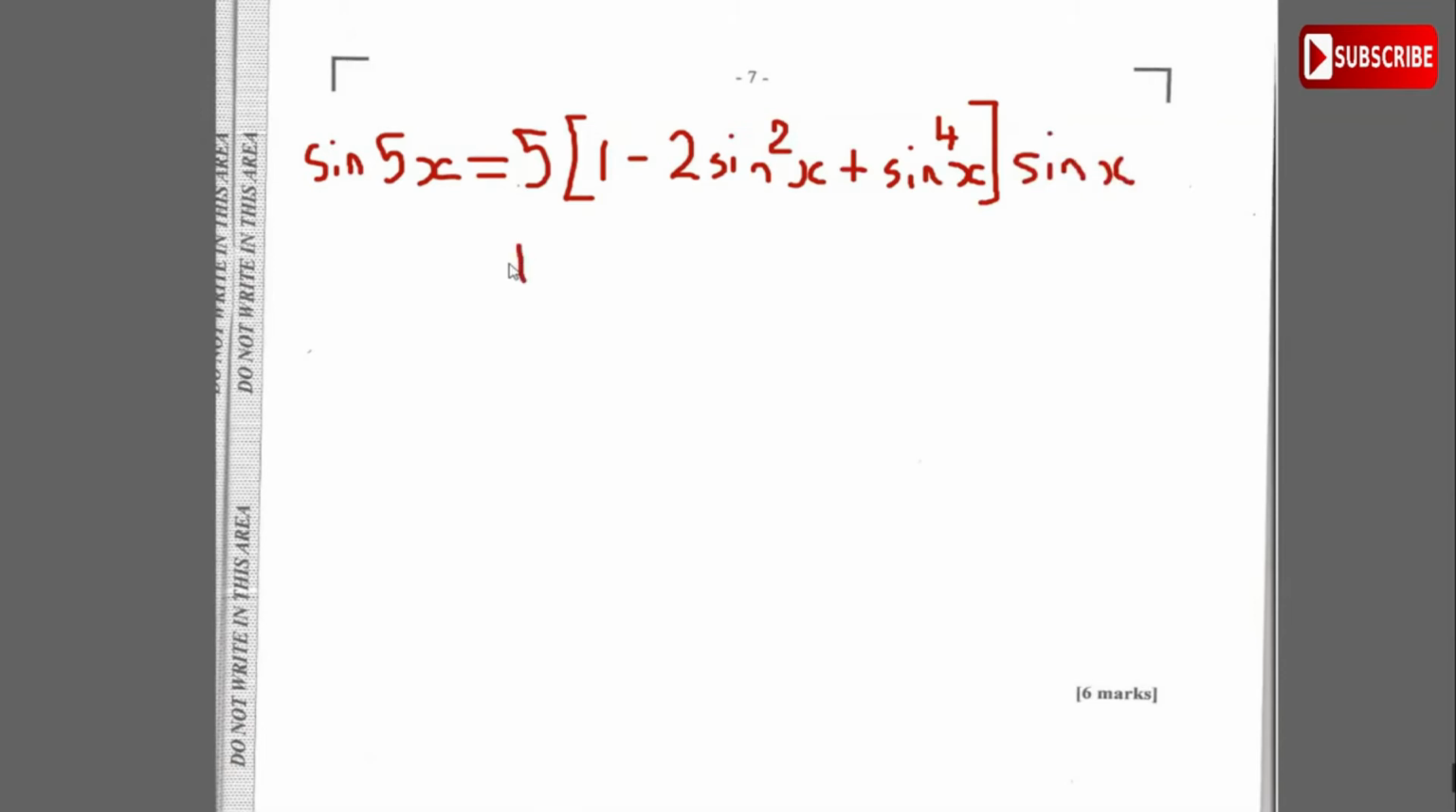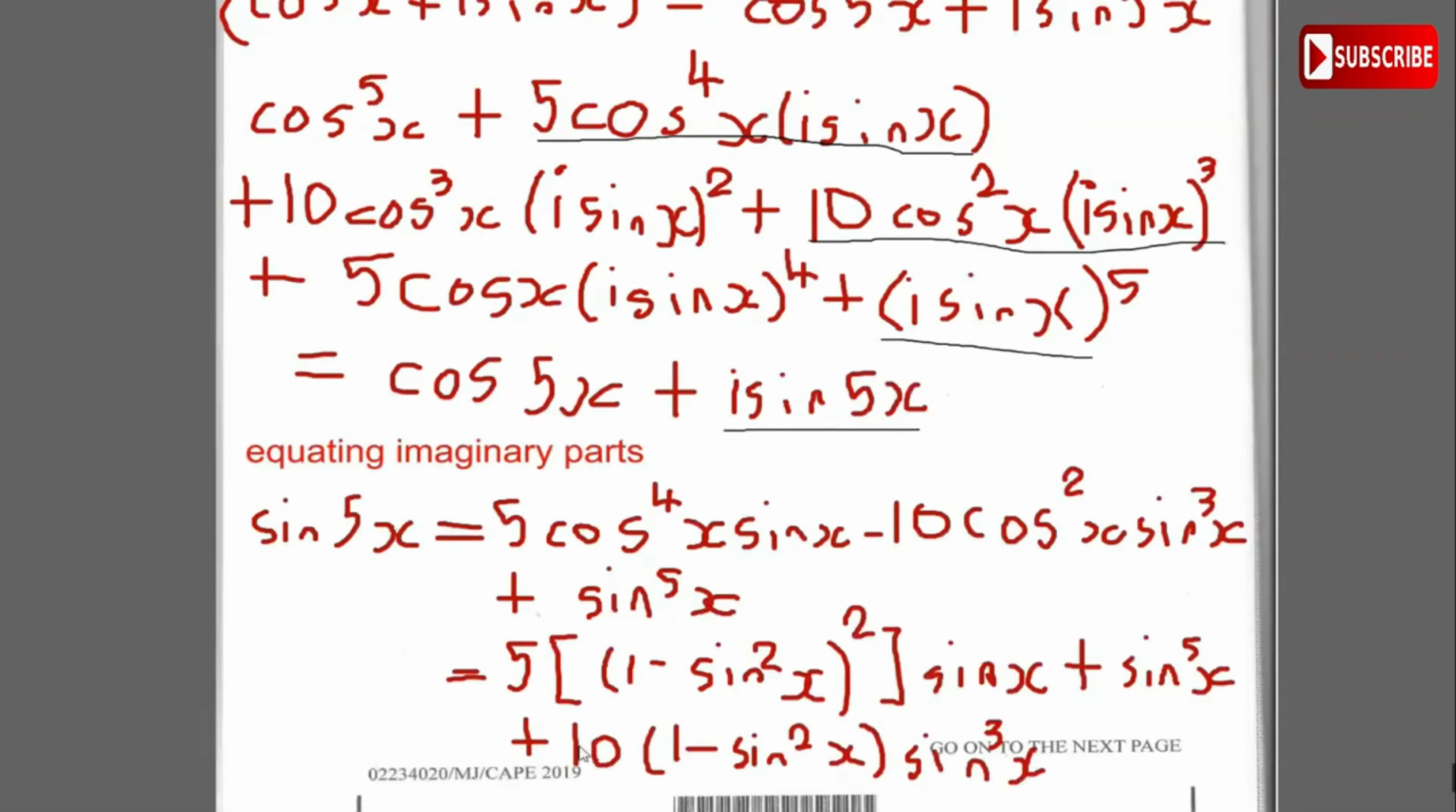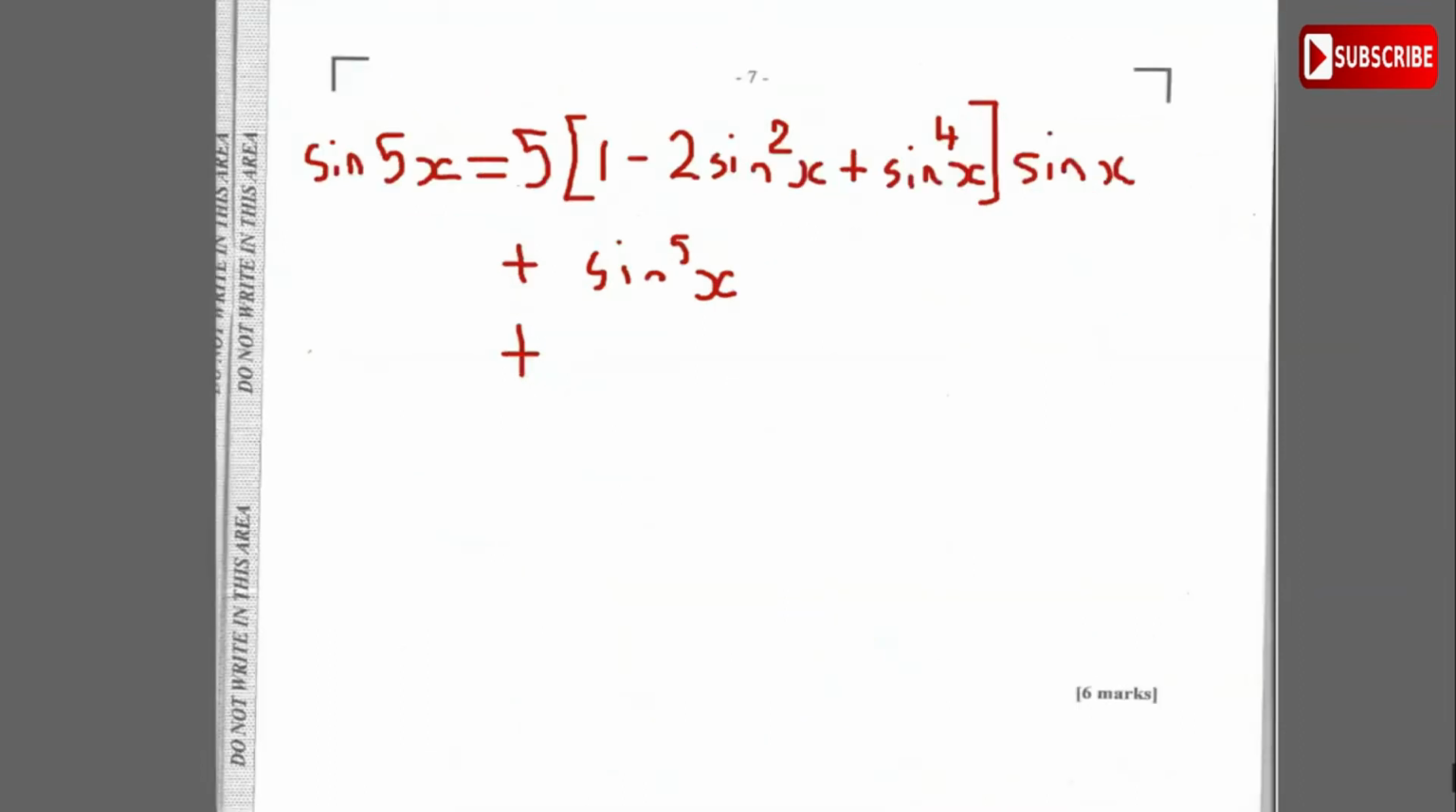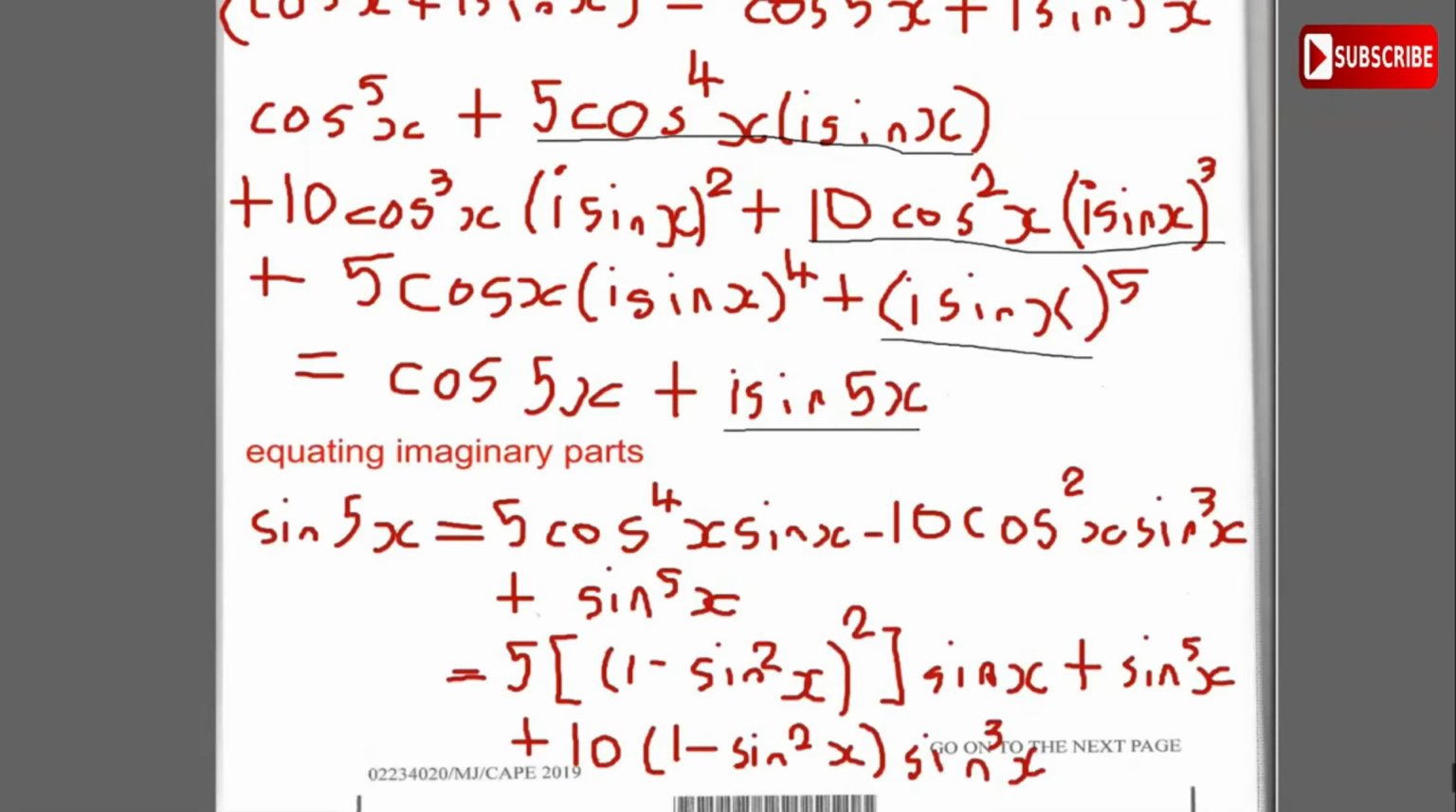Plus, remember we were adding sin to the 5 of x. Plus, we were adding 10 times this. So we can expand this out to get sin cubed times 1 and sin cubed times sin squared. So it's going to be 10 times sin cubed minus sin to the 5th. So this is plus 10 times. Oh, how did I have plus right here? Oh, this was minus. This should have been minus.